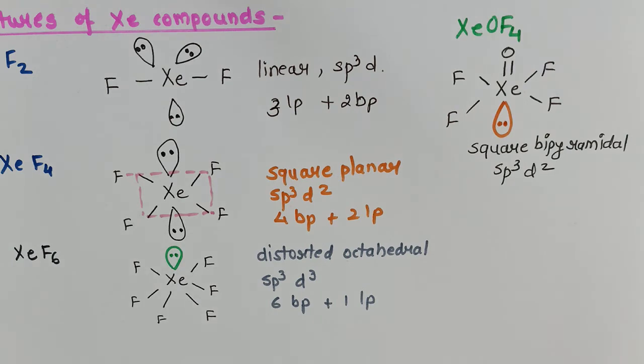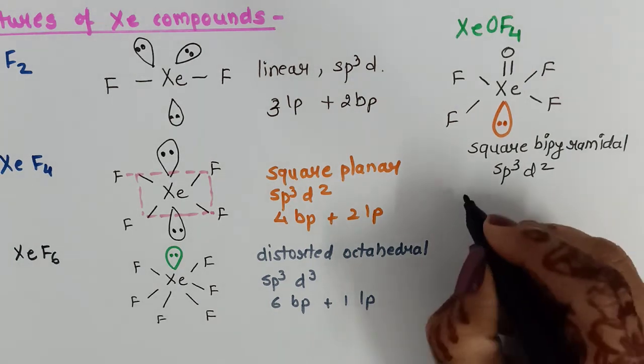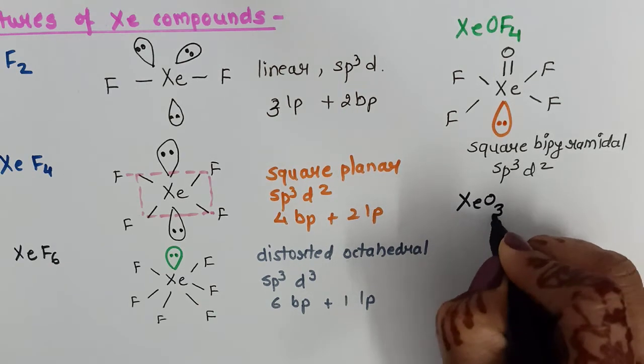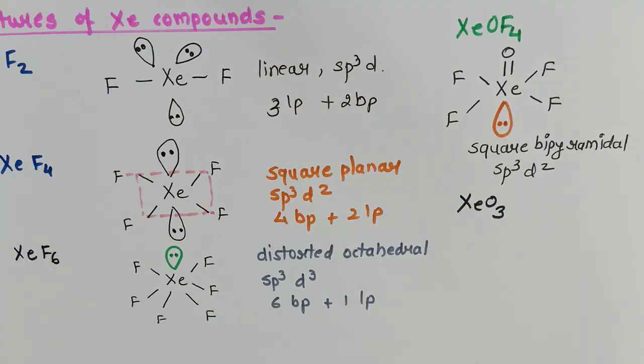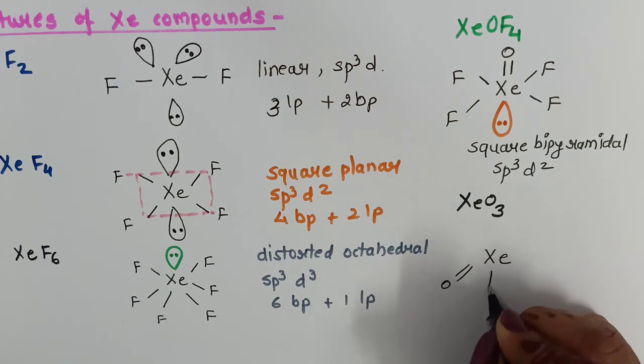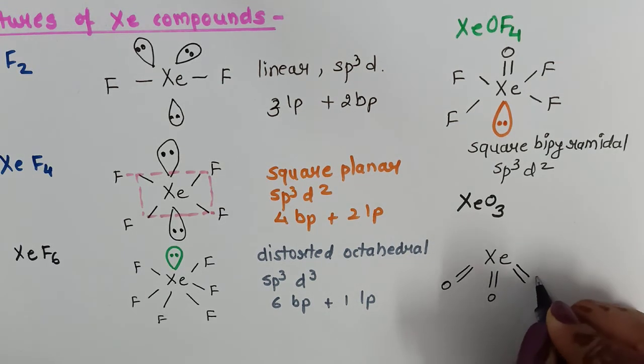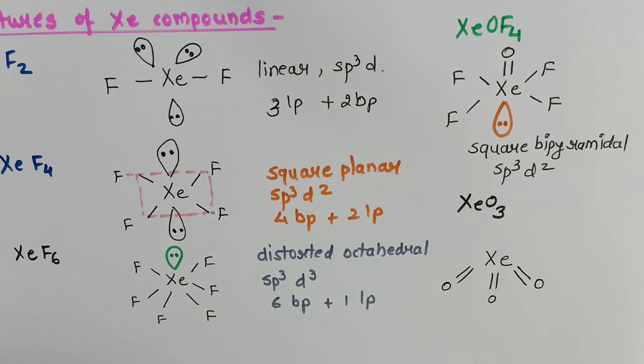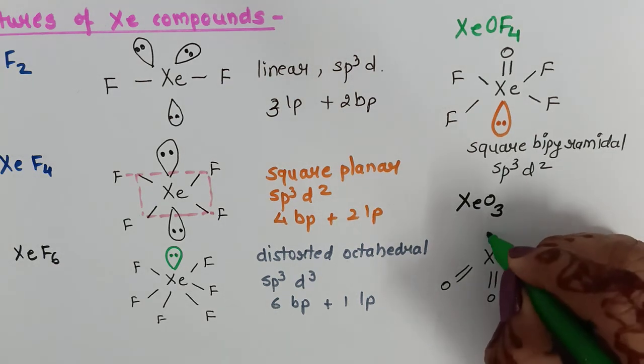Moving to the last compound of xenon, that is XeO3. Now xenon again being the central element, and oxygen forms multiple bonds. So these 3 oxygens will be doubly bonded with xenon. Out of 8 electrons present in the outermost shell of xenon, 6 have already been used. Only 1 lone pair will be left out.